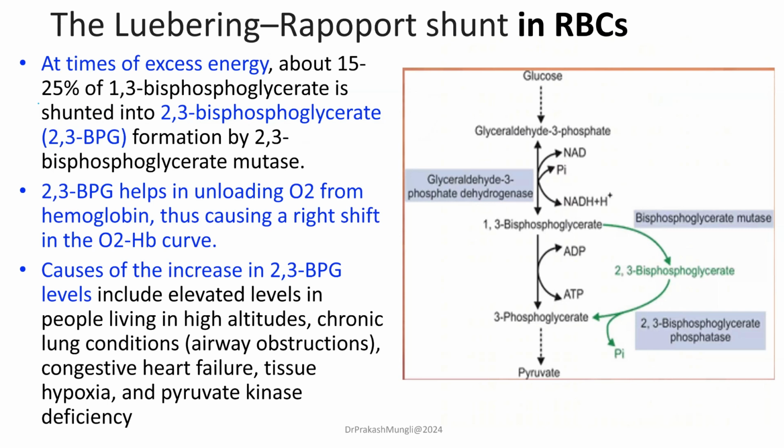Fluoride, mechanism of prevention of dental cavities. Now let's come to the LR shunt mechanism. The LR shunt is the Luebering Rapoport Shunt, and this happens in the red blood cells.